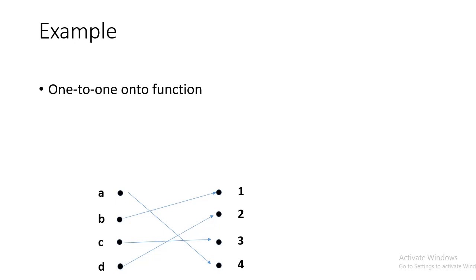But we remain to test whether this function is onto or not. For an onto function, the condition is that each and every image of the function must map to the codomain. So here 1, 2, 3 and 4 are the images of this function, and each and every image is also mapped to a domain element. So the second condition is also satisfied. So we can say that this function is a one-to-one and onto function.